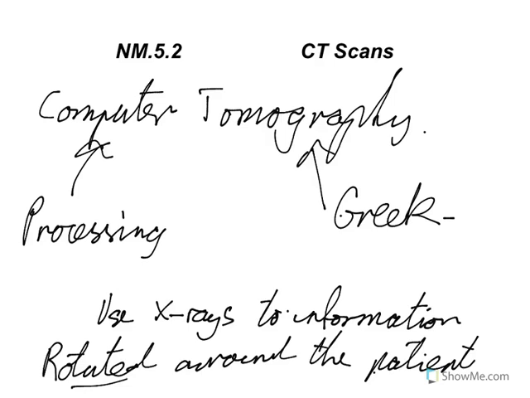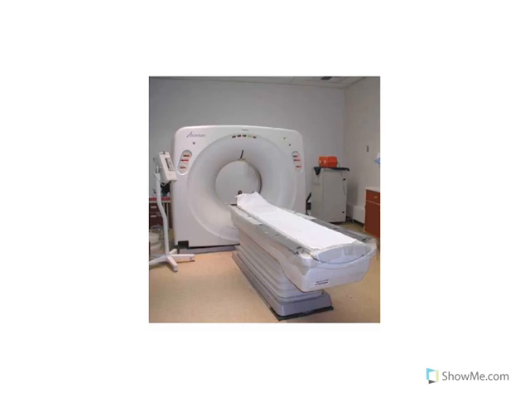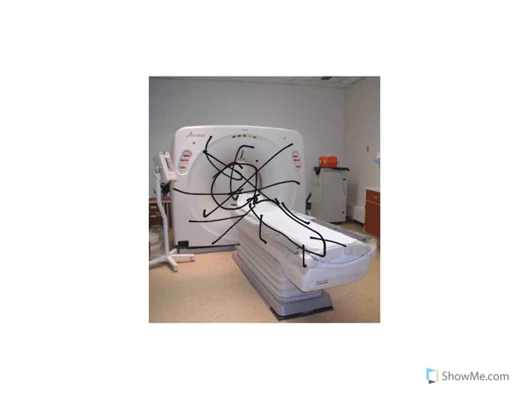Alright, so it's a machine that looks something like this. Inside that ring there is the X-ray machine bit that rotates around, and the person lies on this bed here. The bed slides in and out of the hole in the donut, and so we take X-rays from all sorts of directions, and then that gets all put together. And so when it all gets put together, you end up with something like this.